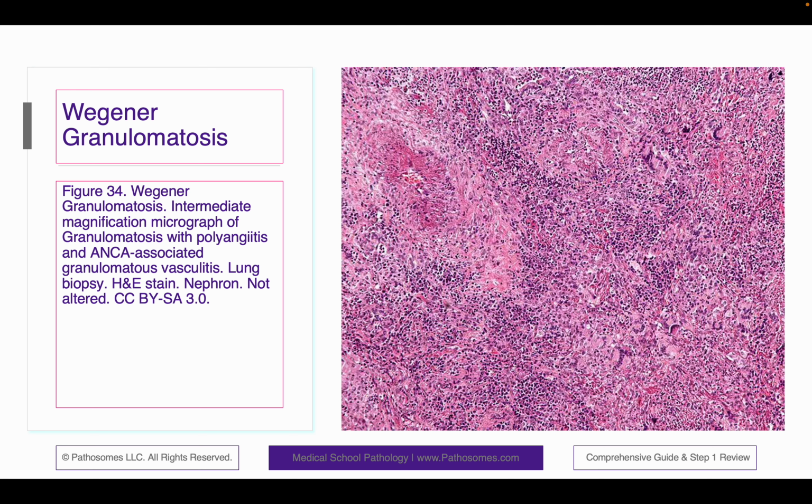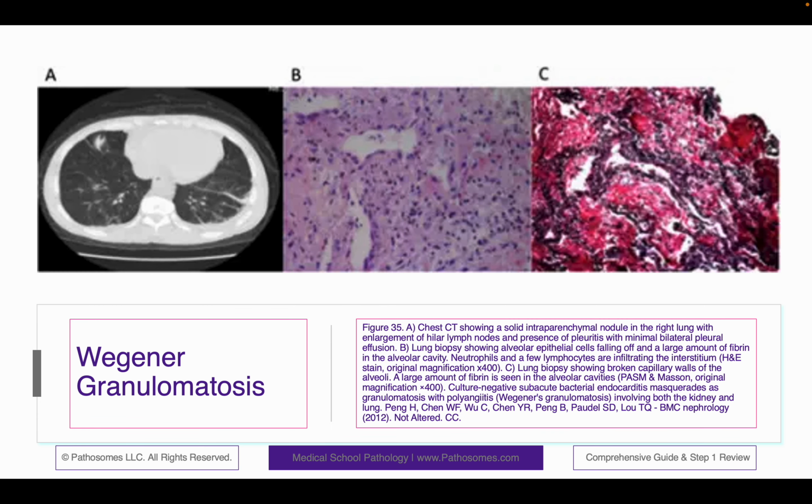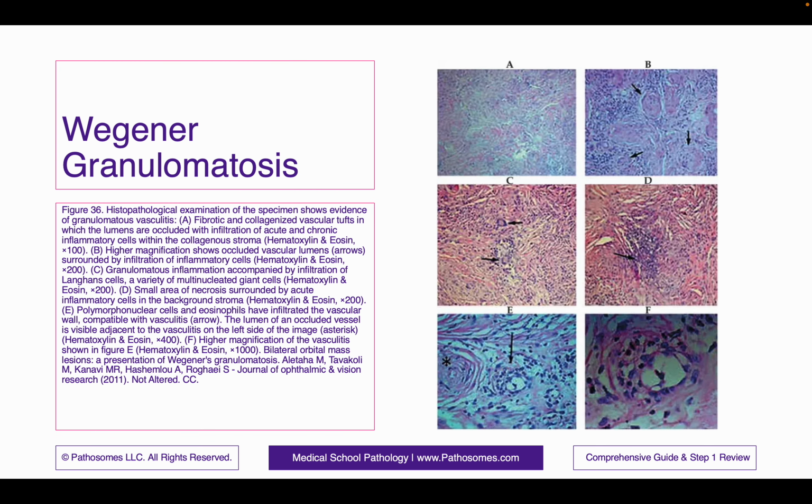Here we have an H&E section showing inflammatory infiltrate and multiple giant cells associated with granulomatosis with polyangiitis and ANCA-associated granulomatous vasculitis. This is a biopsy from the lung. Here we have other findings associated with Wegener granulomatosis. Note that the lung is affected. And again, hammering this home.